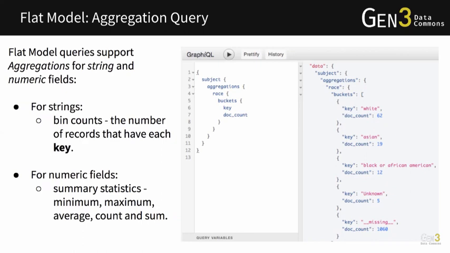For strings, you get bin counts, or the number of records that have each key. An example of that is seen on the right. I'm asking for an aggregation of race in the subject node, and I get a bin, or a document count, for each different value for the race property. For numeric fields, on the other hand, you get summary statistics with an aggregation query. The summary statistics it gives you are the minimum, maximum, average, count, and sum.